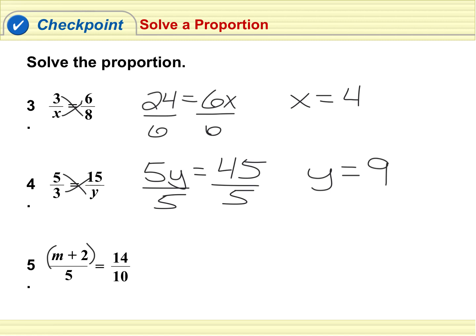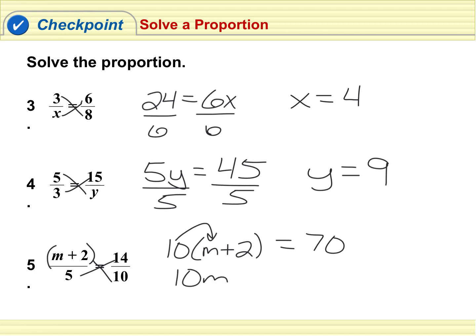Distribute first. So we're going to take m plus 2 times 10. This is where your work comes in handy. Okay, you want to write this out. 10 times m plus 2. And then what do we have on the other side? 5 times 14, 70. Okay, now we've got to distribute 10 times m, 10m. Some of us forgot this step. What do we have to do next?